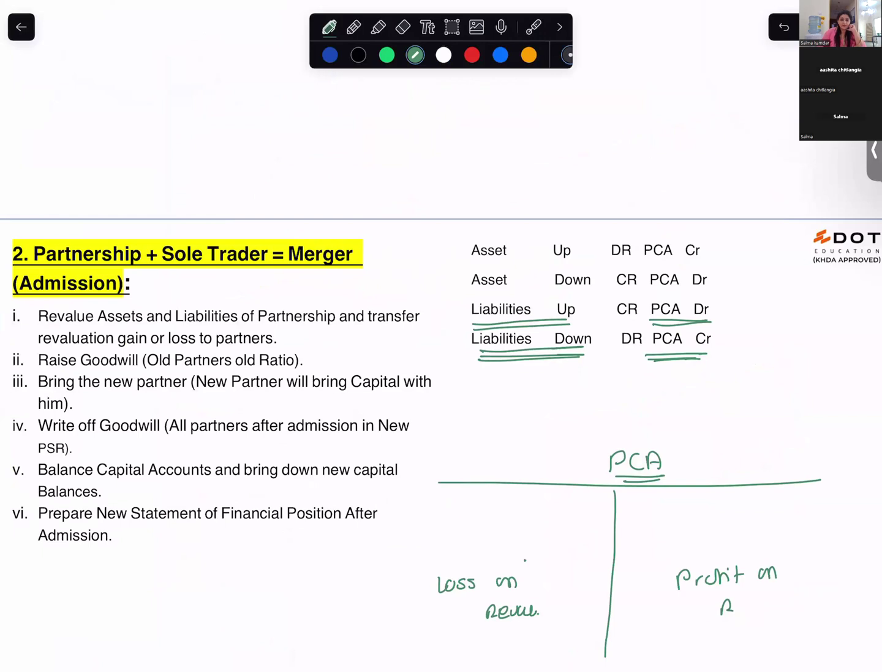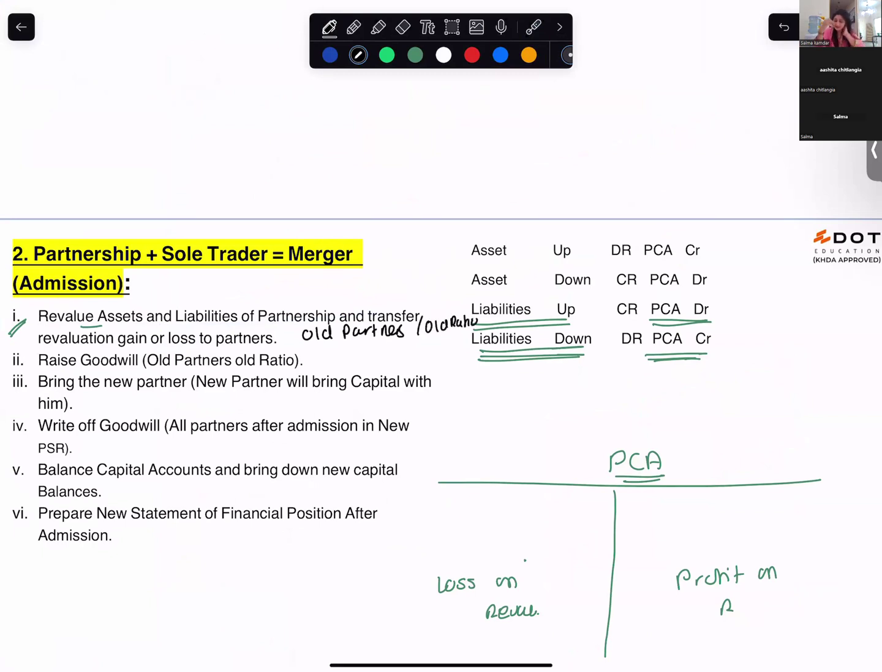I am going to revalue the assets and liabilities. There are two ways: I make a revaluation account and do it, or I directly do it. I will revalue the assets and liabilities and I will transfer the profit or loss on revaluation to which partners? To the old partners. In which ratio? Old profit sharing ratio. Old ratio.